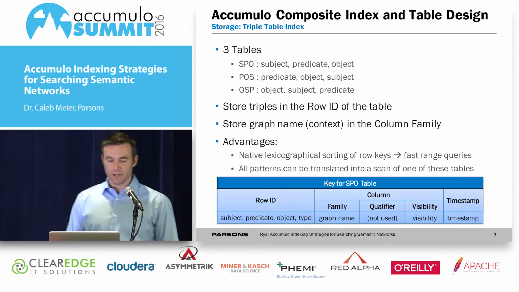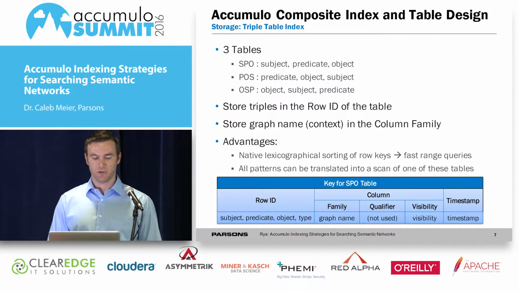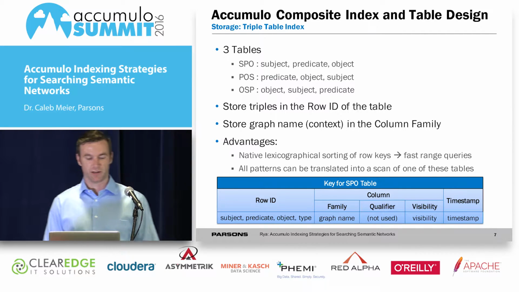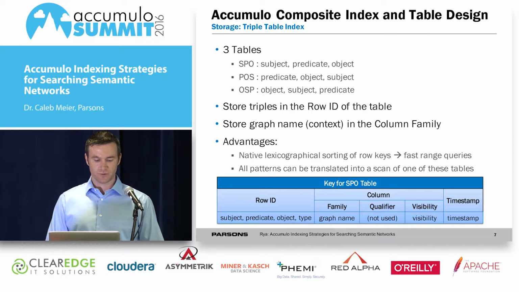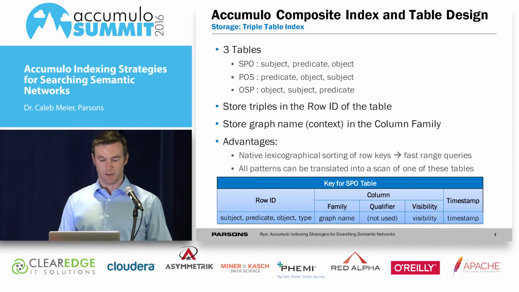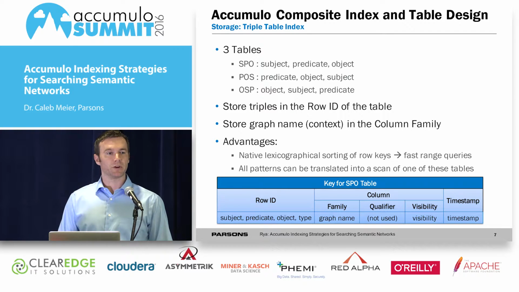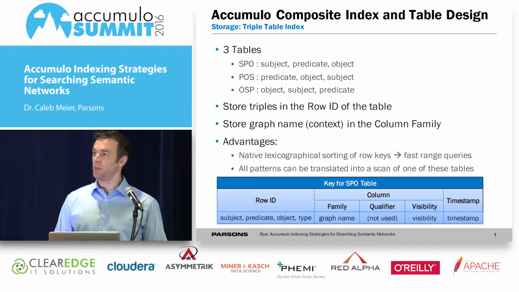At its core, RIA is a composite index which consists of 3 tables: the SPO, the POS, and the OSP table, where SPO stands for subject, predicate, object, POS for predicate, object, subject, etc. The reason the tables are named this way is because of how the triples are written within the row ID. So we write the actual triple within the row ID. For example, in the SPO table, we write the triple as a subject, predicate, and object within the row ID. We can store the graph name, or context as it's sometimes referred to, within the column family.